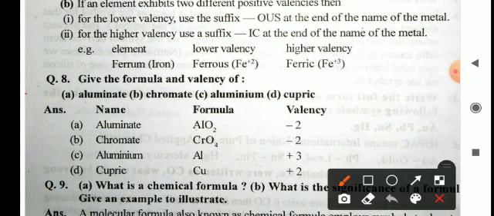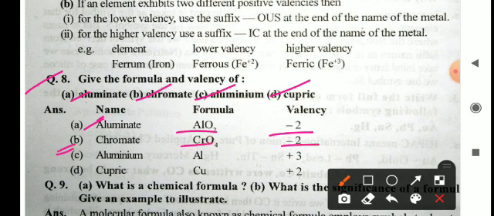Give the formula and valency of the following compounds: aluminate, chromate, aluminium and cupric. Aluminate, AlO2, valency is -1. Valency of oxygen is -2. Chromate, CrO4, valency of oxygen is -2. Aluminium is a metal, valency of +3. Cupric, copper is a metal and it shows a valency of +2.